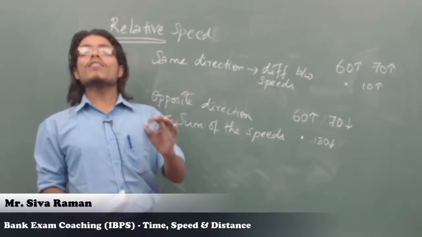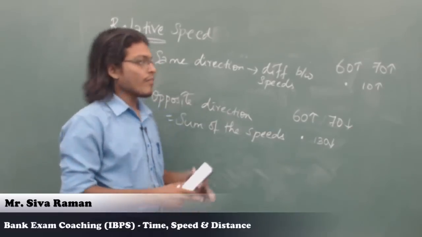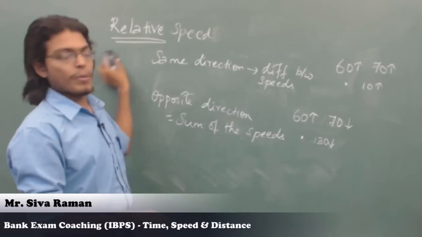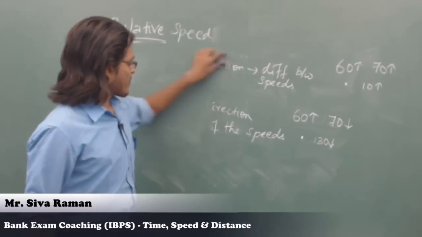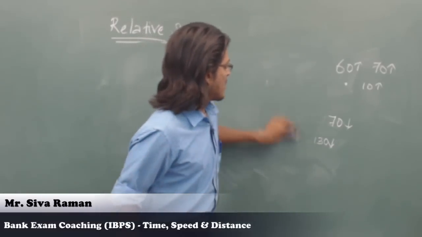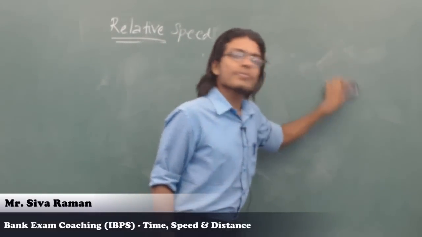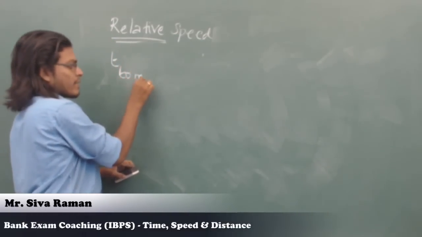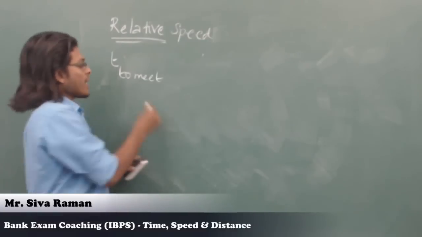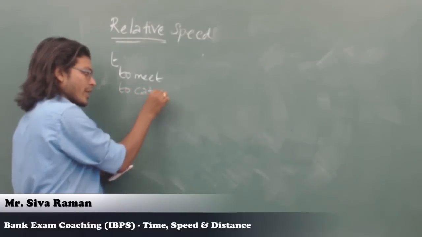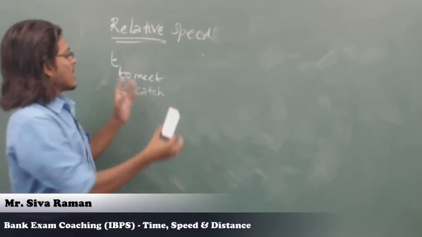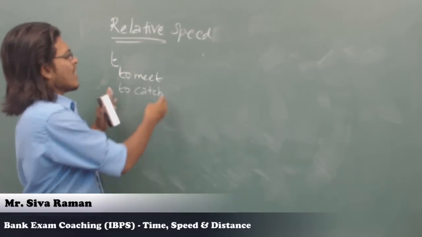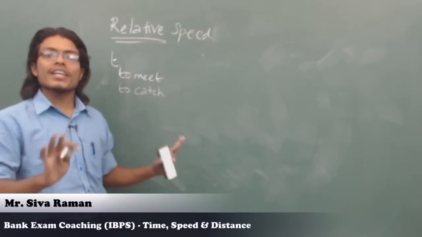Okay. Where and all we will apply relative speed, that is very, very important. We now know what relative speed is. Now we have to understand where we will apply it. If the problem has certain keywords like time to meet, time to catch, like when the two moving objects will meet, when the two moving objects will catch, these types of keywords, you have to definitely find the relative speed.